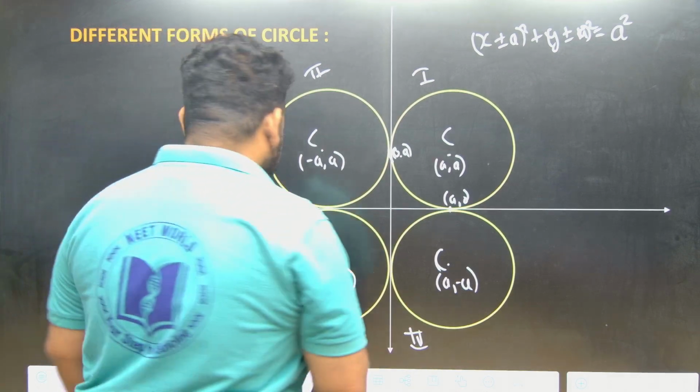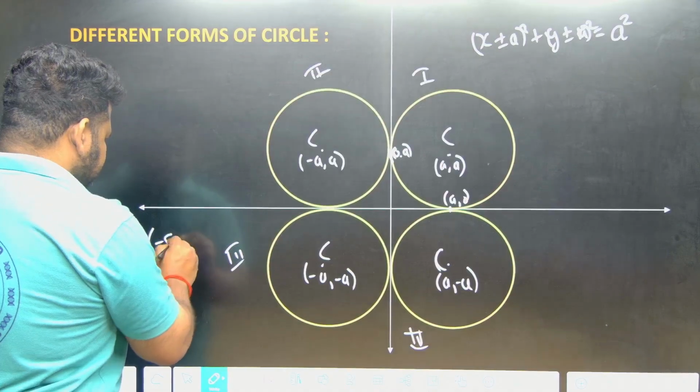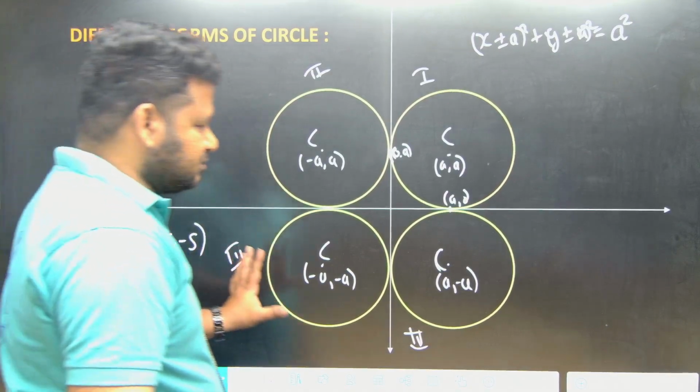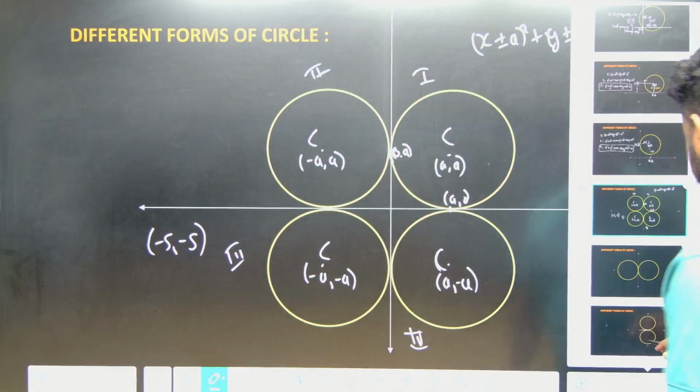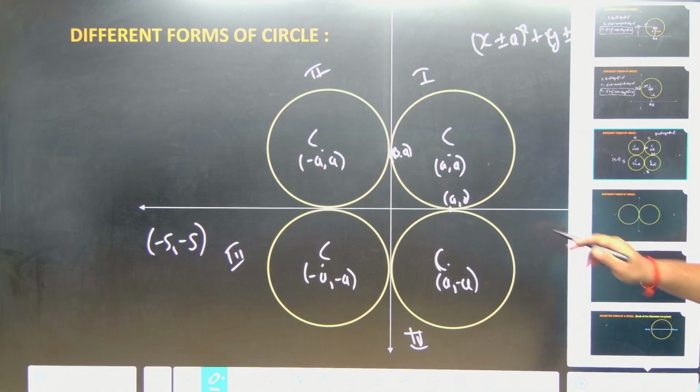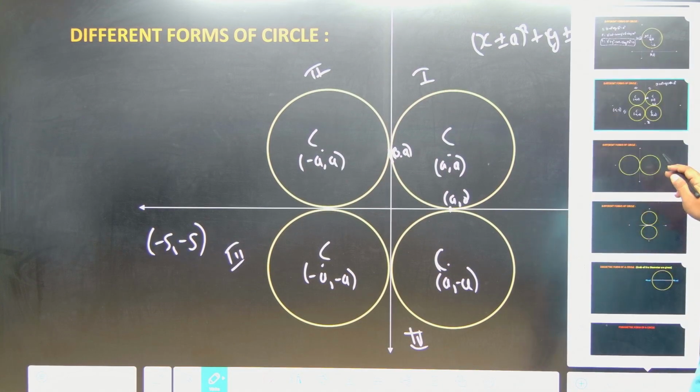The center of the circle, third quadrant means it will become minus 5 comma minus 5. That's all. Like this they will ask the question. We should be able to identify which quadrant, what will be the center of the circle. Clear, friends? I hope it is clear to all of you. Let us proceed to the next form.